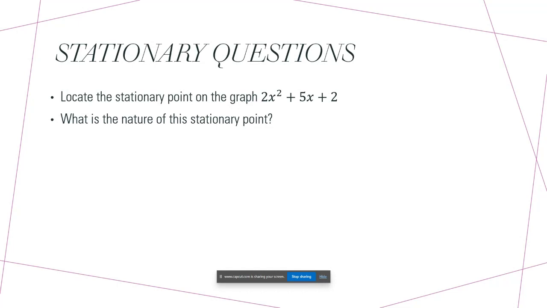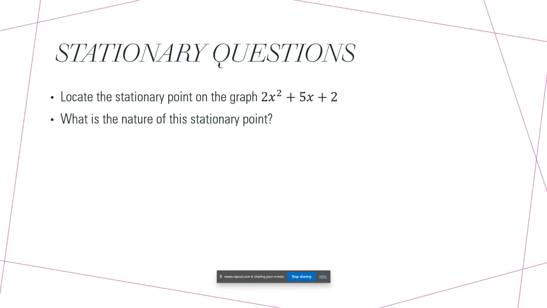So what's the Y coordinate then? Okay, minus 9 over 8. Good job, Victor and Sid and everyone else. Cool. So that is the coordinates of the stationary point, meaning this quadratic curve has a stationary point at minus 5 over 4, minus 9 over 8.